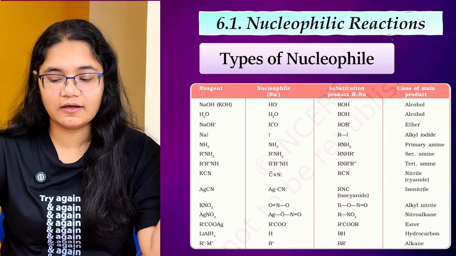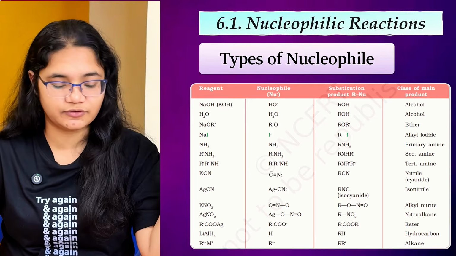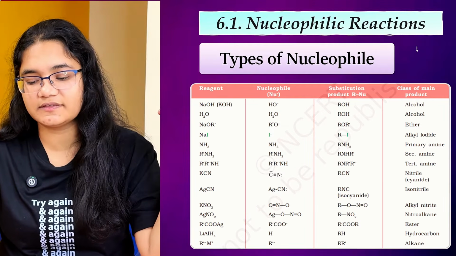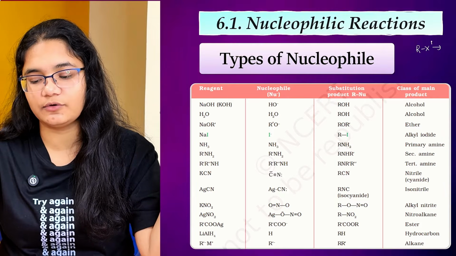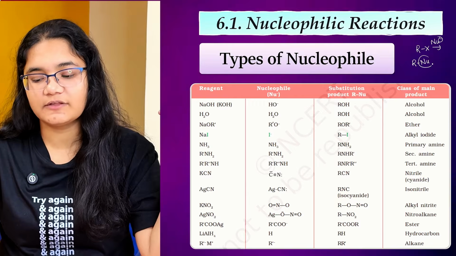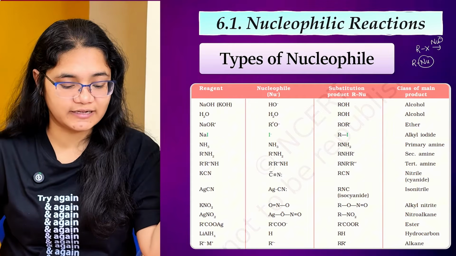See, you have this particular structure, right? So you have this RX, and when this nucleophile attacks, you will get RNu. Now what are the different nucleophiles that are possible?